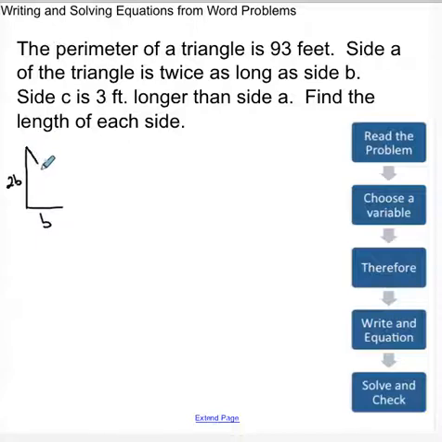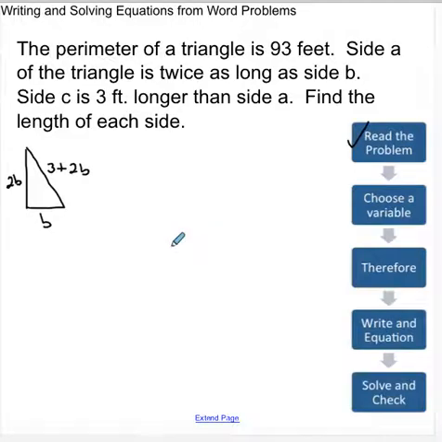And side C, let's make this C, is 3 feet longer than this side A. This is 2A. Okay, find the length of each side. So I just read that through, and notice what I did while I was reading it to try to make sense of it. I drew a diagram at about the same time, and that's going to help.